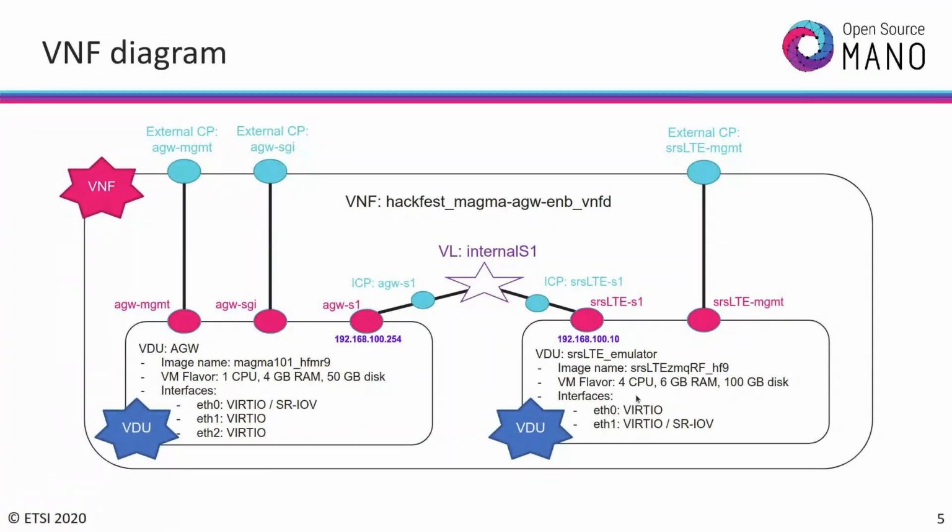Then we have the emulator. It also uses a special image which already includes the emulator and a flavor of 4 CPUs, 6 gigs of RAM, and 100 gigs of disk. And it has 2 interfaces. One is the Ethernet 0 to expose it to the management, and the other one is for the internal S1 or internal VLD. We call it S1 because the standard interface between eNodeBs and the packet core is called S1.